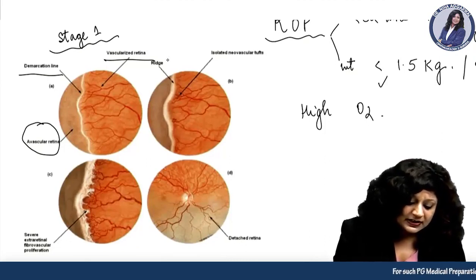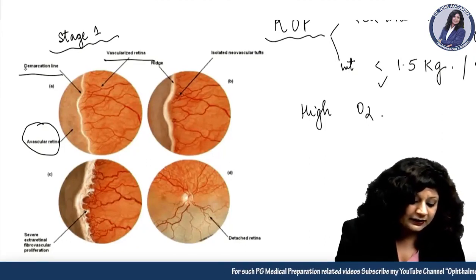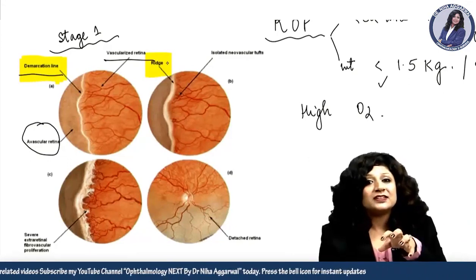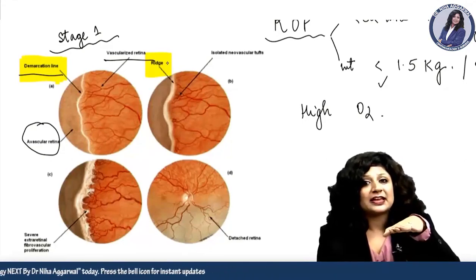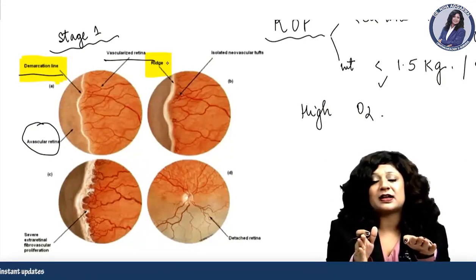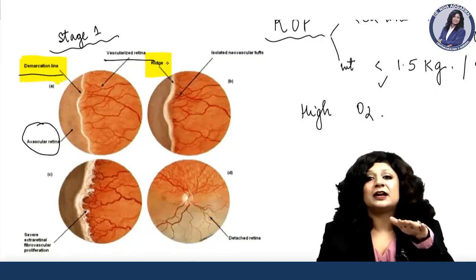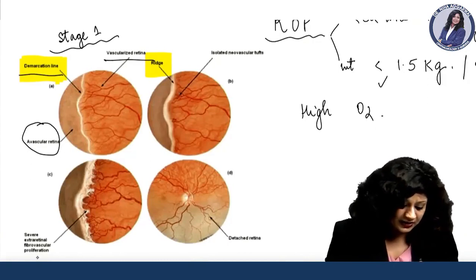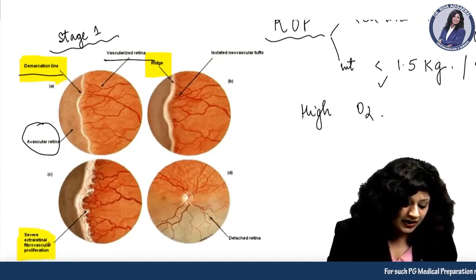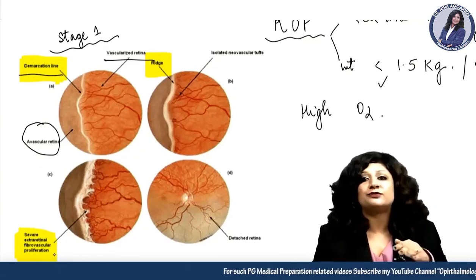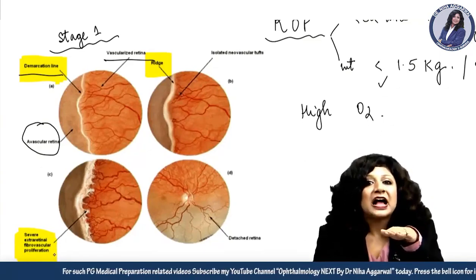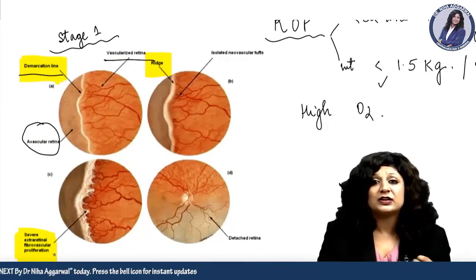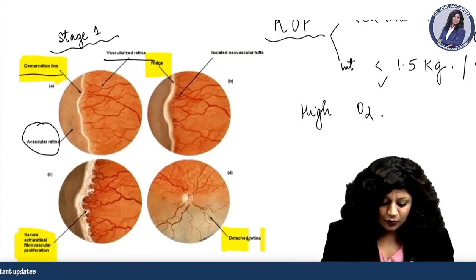Now what happens in stage 2? Stage 2 means it is now becoming a ridge. Earlier it was just a demarcation line, now it is becoming a ridge. Ridge means the elevation of this demarcation line plus the broadening of this demarcation line. It becomes elevated, it becomes broad. This is called a ridge. Now after this, in the third stage, there starts the extraretinal fibrovascular proliferation. So over this ridge starts the proliferation, and due to this immense proliferation, there can be detachment of the retina.